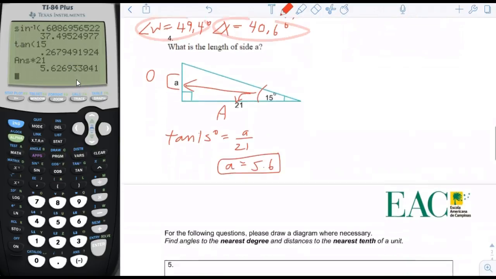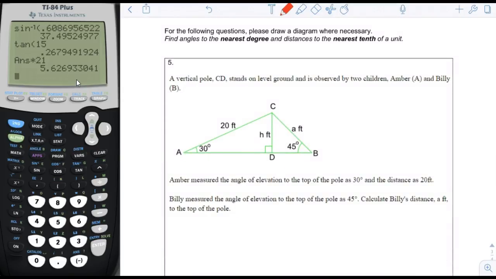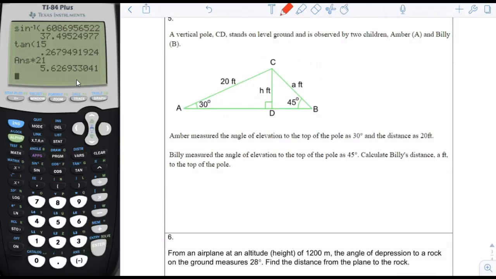Okay? All right. Moving on to the next page. It says here that for these pages, we're going to work to find the answer of angles to the nearest degree and distance to the nearest tenth. Okay, so here we have two triangles stuck together again. And this time we don't know this height and we don't know this hypotenuse. It's saying that CD is a flagpole and that two children, Amber and Billy, are looking at the top of the flagpole and they have an angle of elevation of 30 degrees and 45 degrees respectively.